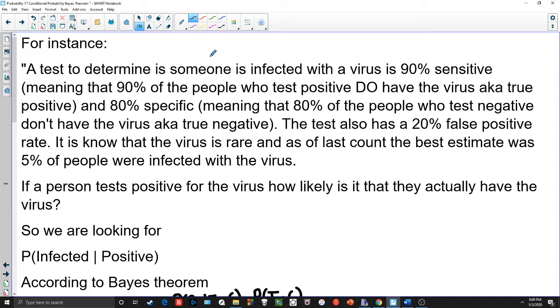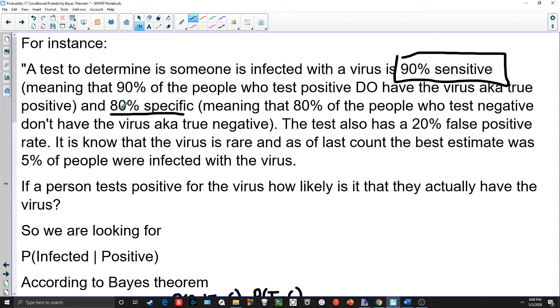And 80% specific. So 80% specific is what normally gets lost in translation. People will see this and say the test is 90% accurate, which is not quite true, because it can be 90% sensitive and 80% specific, which means that 80% of the people who test negative don't have the virus, which is the true negative.